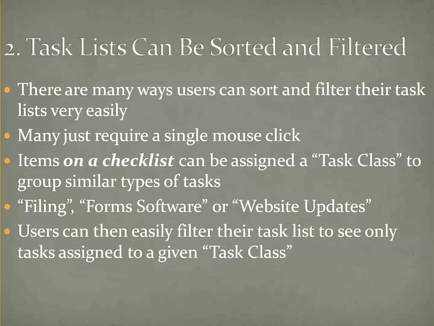And the users can then very easily filter their task list to only see tasks assigned to a given task class. So just by clicking on the task class of form software, they could see everything they need to do in form software, no matter which project it's for. They can do all of that while they're in there, and mark those things off on their checklist as they do them, and then go into website updates and see all of the website updates for different properties, whether it's adding something to the website or taking it off or changing the price or adding a feature or whatever. So it's a much more efficient way to work.